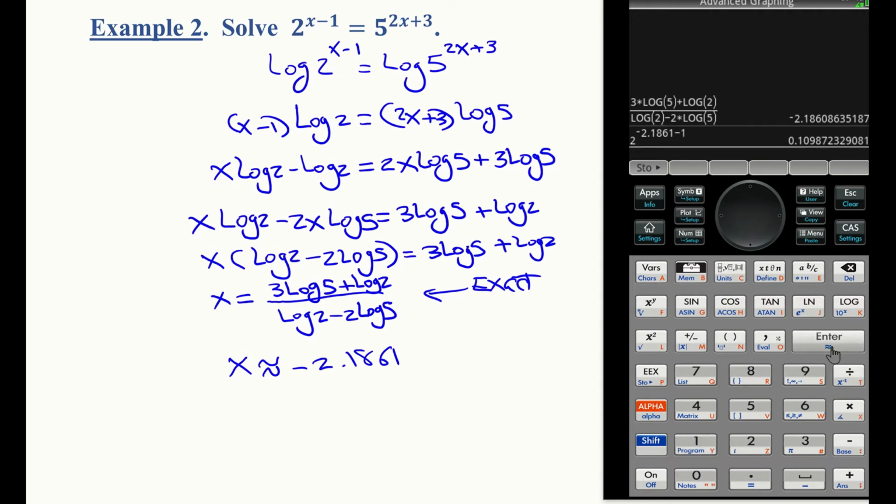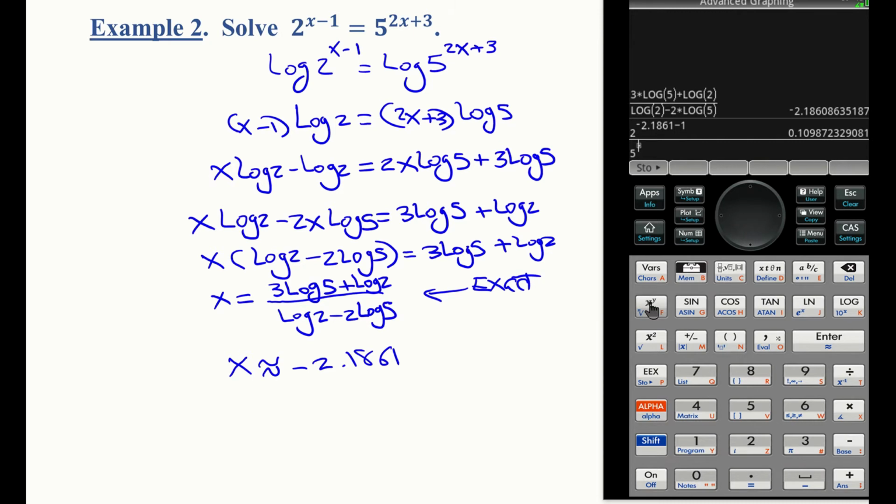Now we want to just keep that on the screen while we type in the right side. So 5 to the power of, this time we have 2 times negative 2.1861, and then we'll get out of that parentheses and type in plus 3.